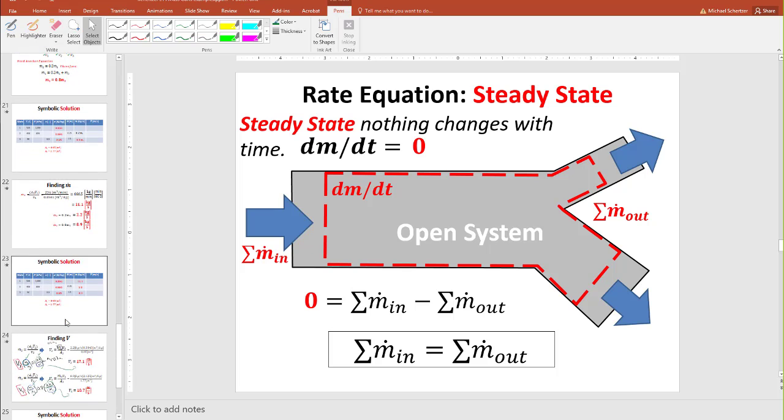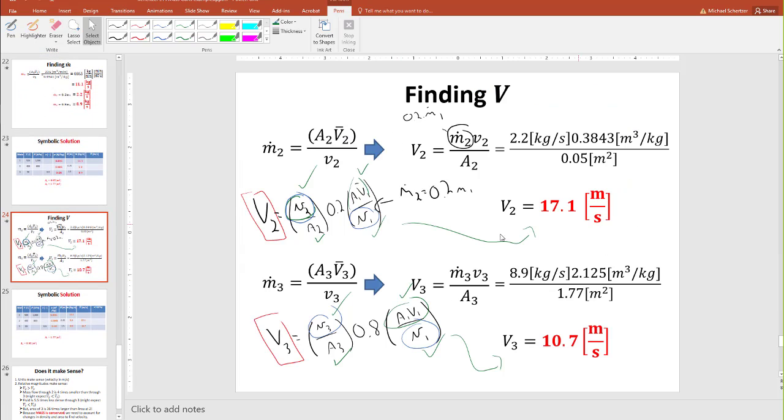So if you end up getting a velocity that's negative or a mass flow rate that's negative, it means one of two things. It means when you drew your control volume, you mistook something that should have been an inlet for an outlet. That can happen sometimes, particularly as you're designing things that maybe you get some backflow in your system, right?